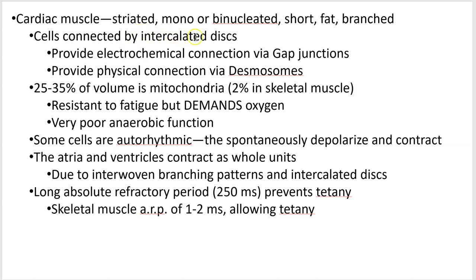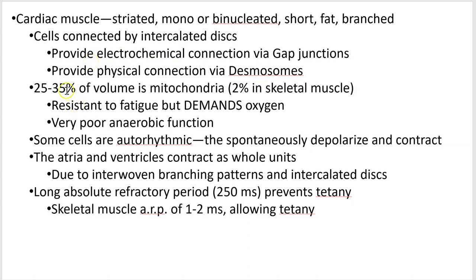The key are these intercalated discs here, which are little physical, electrical, and chemical connections between the cells, so that if you get an impulse down one cell, it's going to be transmitted to the next and so on. It also acts to kind of staple them together with these different intercellular junctions, right? Remember, gap junctions let stuff through, and desmosomes are like staples.